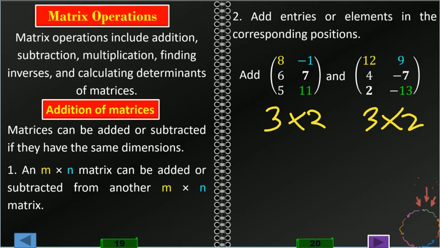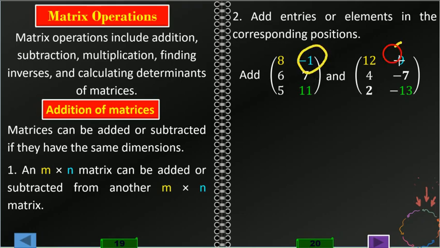Now the second condition says that all the elements in the same position must be added: the yellow should be added to the yellow, and then the blue should be added to the blue, and then the green should be added to the green. So that's the condition for us to add matrices. So now let's add this. We are going to have A plus B, meaning we're adding A and B. This is A and this is B.